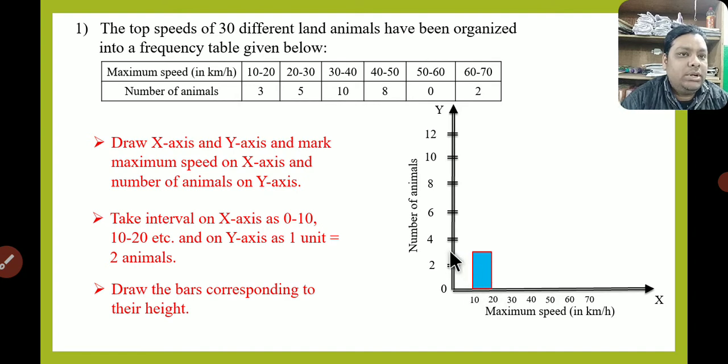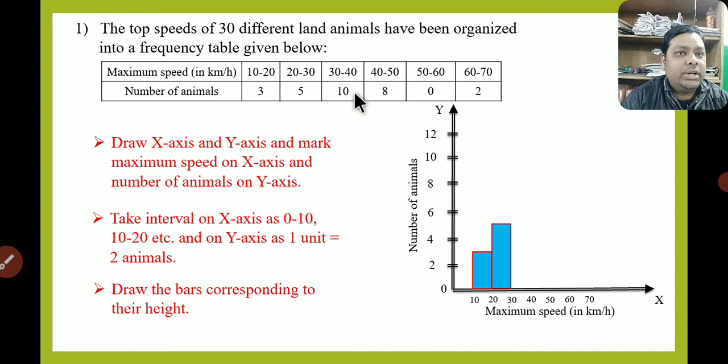And then in between 2 and 4 there will be 3 here. Now in between 20 to 30 it is 5. So 20 to 30, 5 should be here. So like this we can draw, no gaps between two bars. Okay, in between 0 to 10 there is a gap because 0 to 10 value not given.